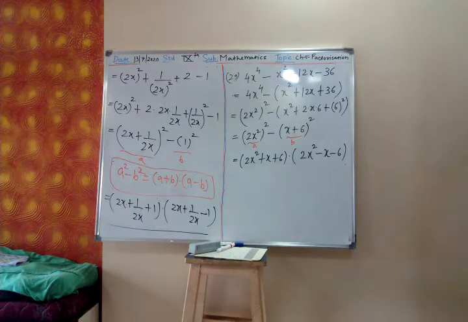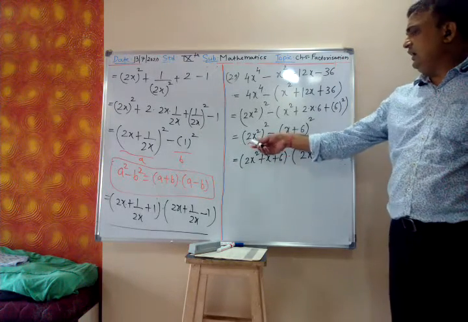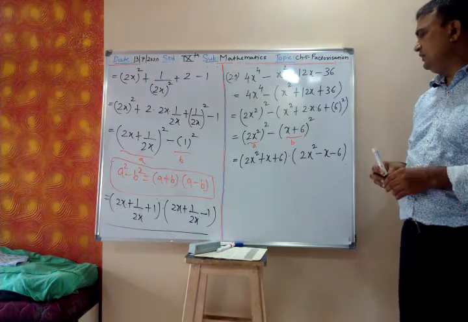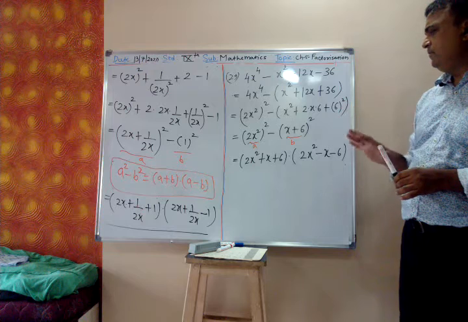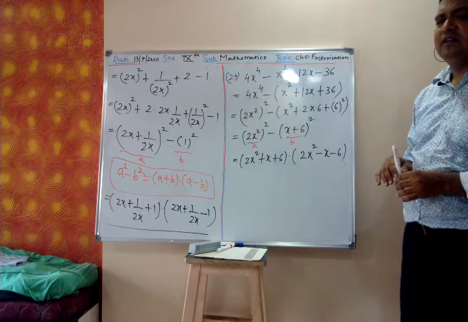A square minus b square. A square minus b square is a plus b into a minus b. All of you agree? Yes.